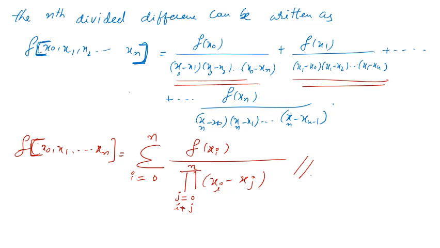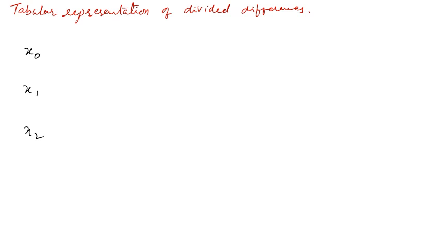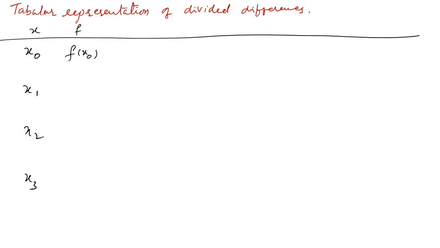Now let us take the tabular representation of divided differences. Now what are the data points? Let me consider only a few data points to understand the concept clearly: x0, x1, x2 and x3. And what are the function values here? You write here x versus f: f of x0, this is f of x1, this is f of x2, and this is f of x3.